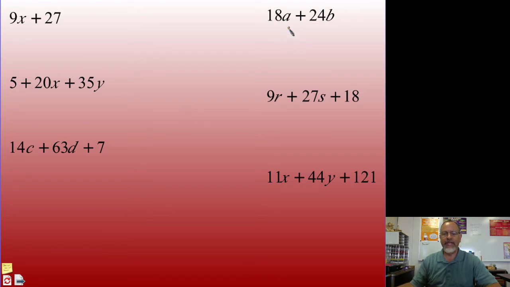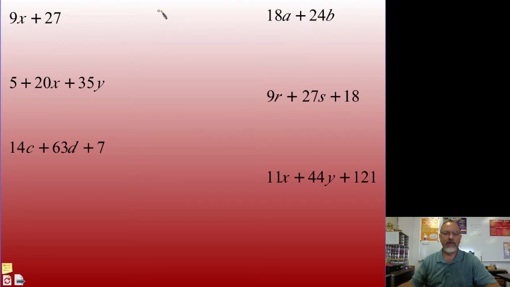Looking over here at 18a plus 24b, we're looking for a number that divides evenly. 2 would work, but let's see if there's something larger than that. 3 would work. Let's see, 4, 5, 6 will work. I think that's about as big as we're going to get, is a 6. So we can factor out a 6 because both of these are divisible by 6.